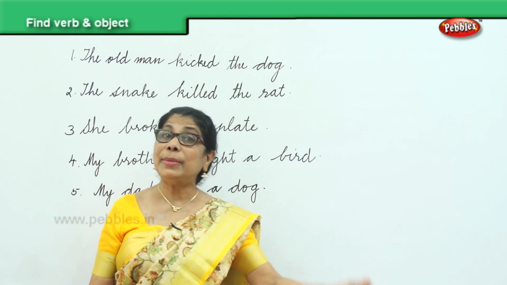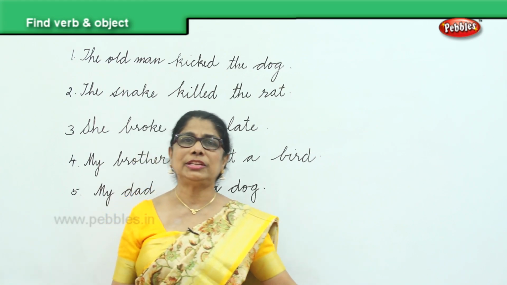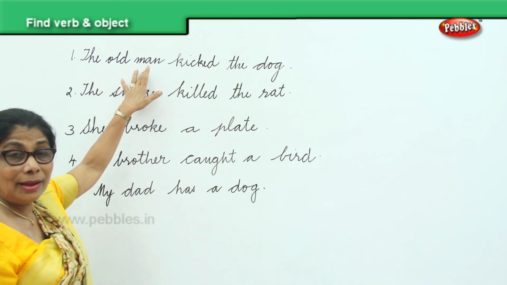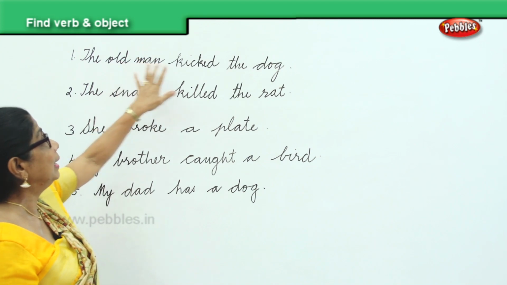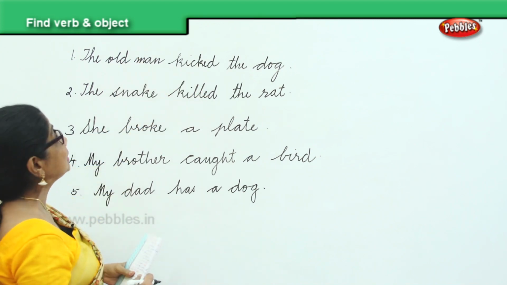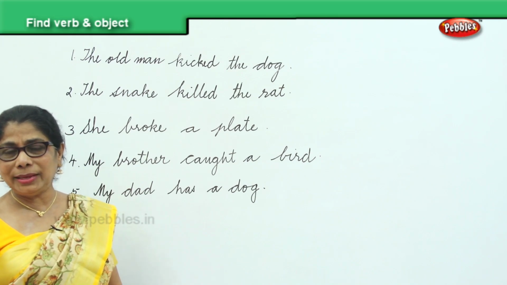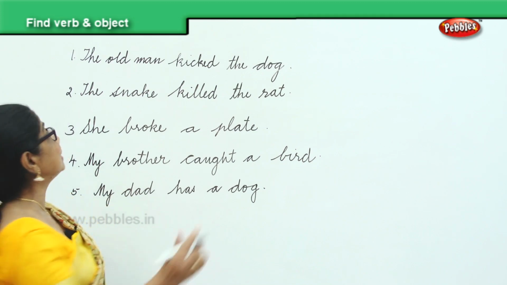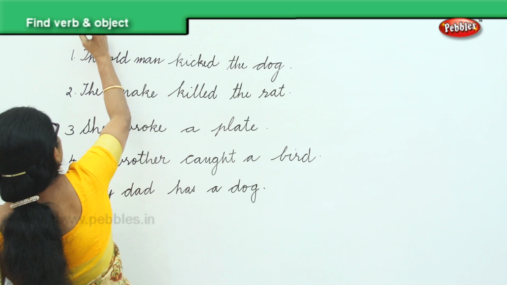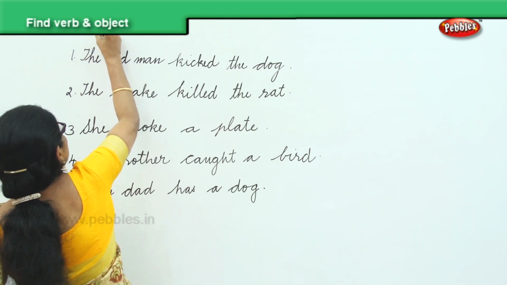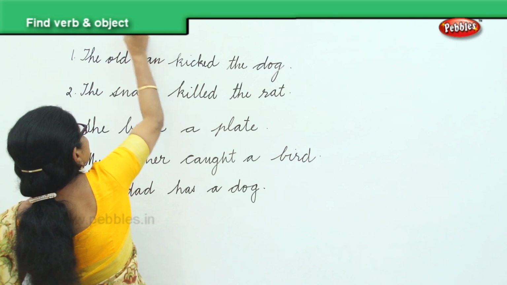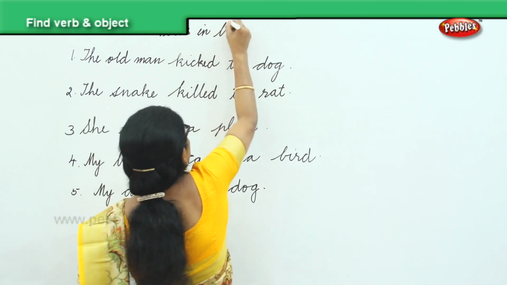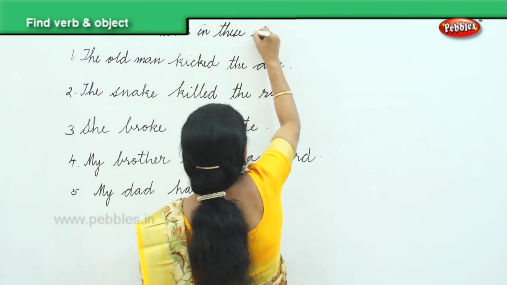You must always remember the verb follows the subject. Since you know the subject is the old man, what is the verb? What is the action he's doing? Kicked. So we are going to circle the verbs. What are we doing here? Identify and circle the verbs in these sentences.